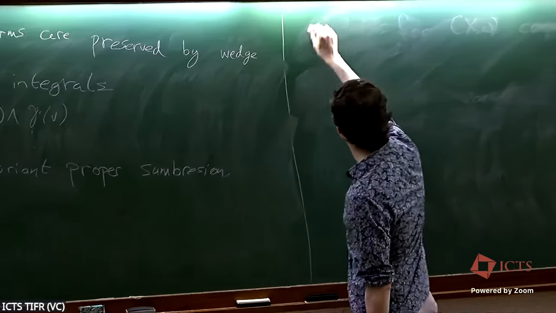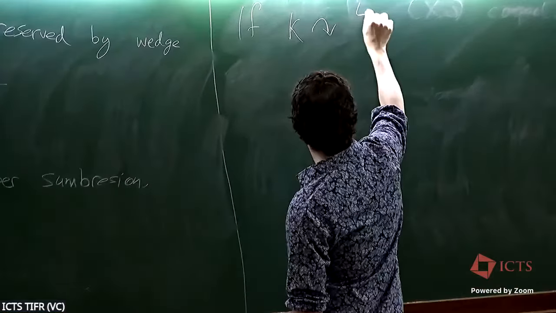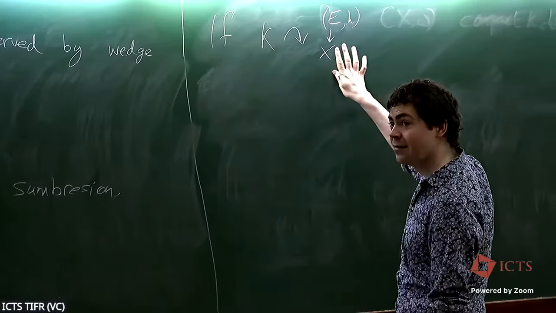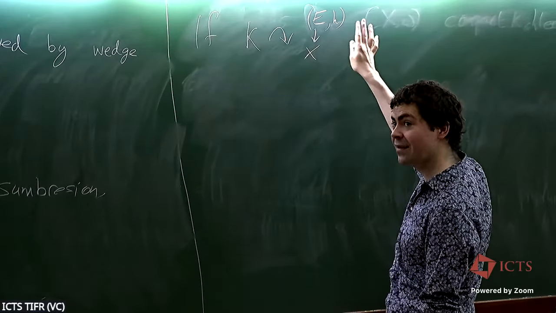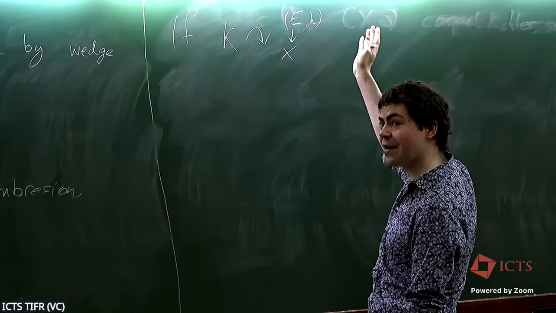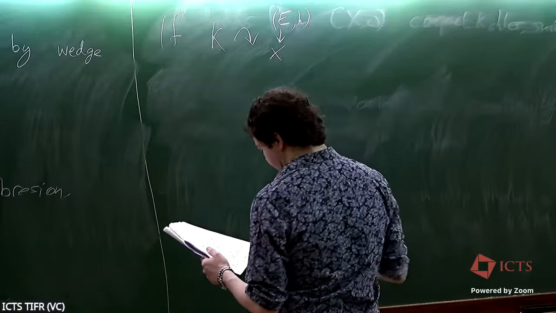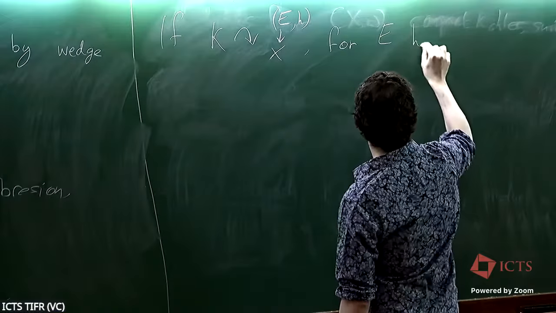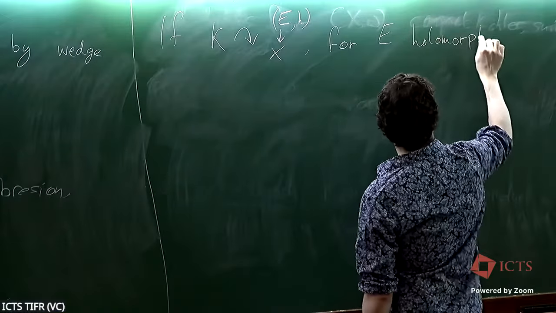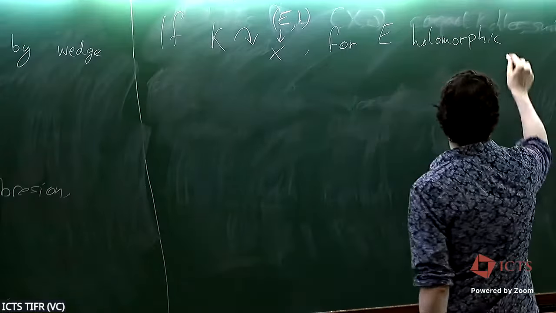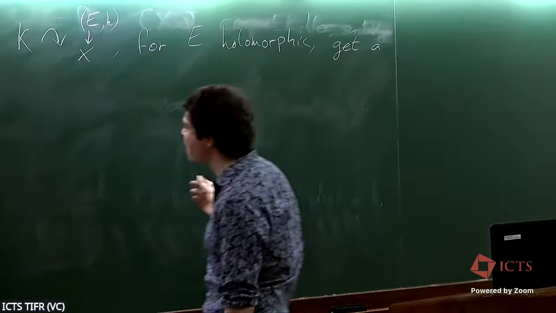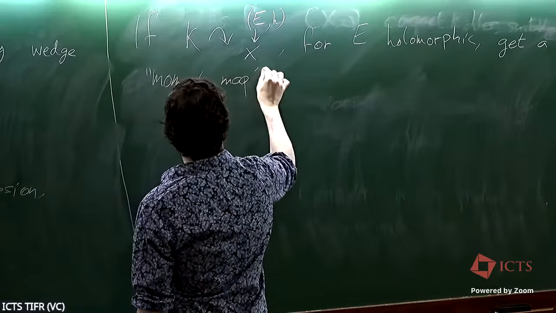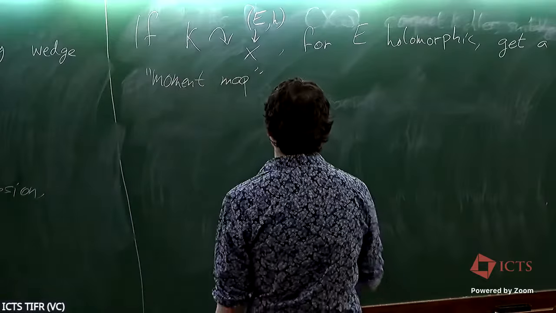So if K acts on (E, h) over X, so what does my notation mean here? K acts on X, it lifts to an action on E, so we fix a lift of an action, and K preserves this Hermitian metric h that we've chosen as well. Because we want to do Chern-Weil theory, now we should impose that E is holomorphic. And we get a moment map, what I'll call a moment map. I think this is slightly non-standard notation, but anyway.